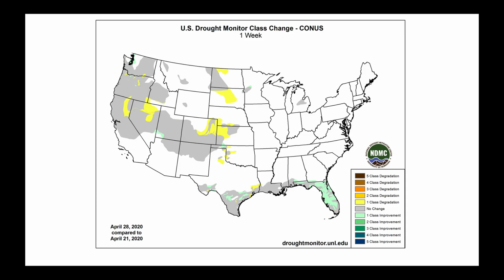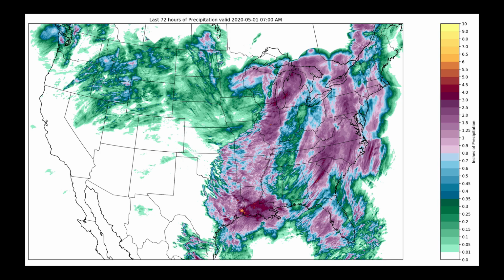Now, we did see a couple of regions that saw some degradation in drought, specifically right here in this part of California and over here in Nevada and southern parts of Idaho. Just saw a 1-class drop in the last week. So we just need to keep a close eye on this as we progress through the rest of the season.